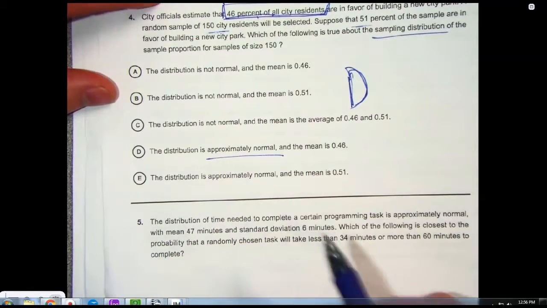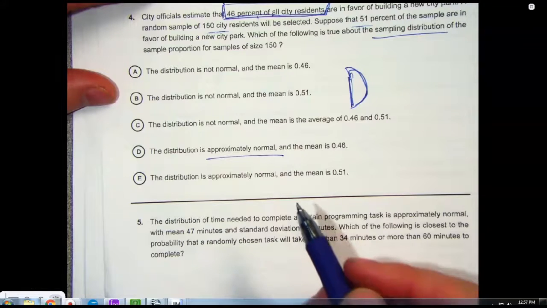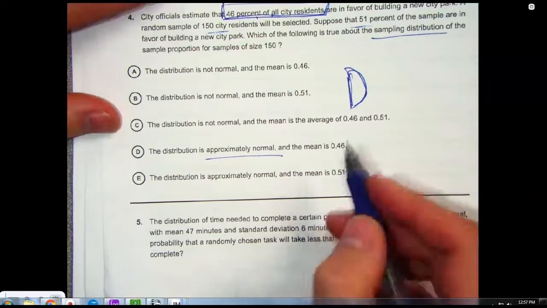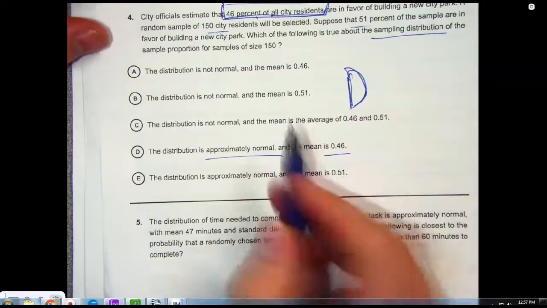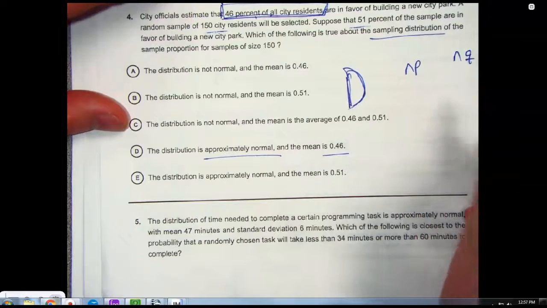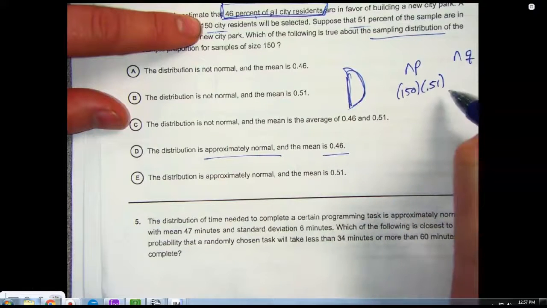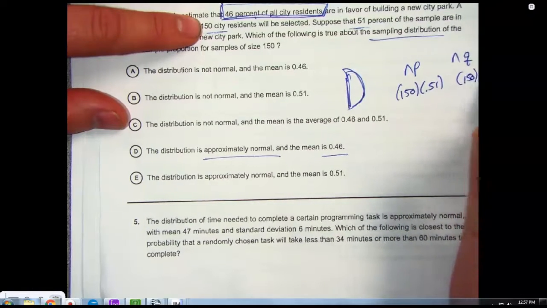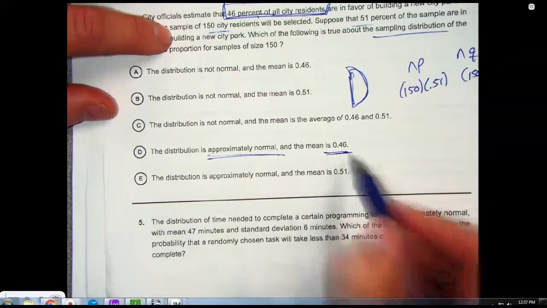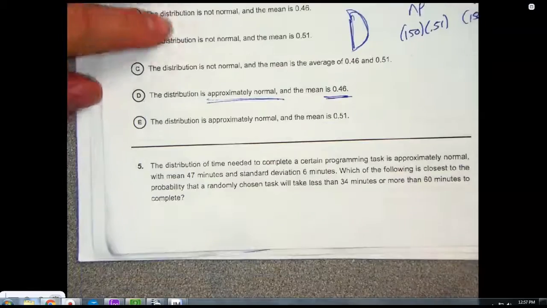It's approximately normal because we took a big enough sample, so we can get into the np and nq there, but that's not even really the main idea here. And the mean is 0.46. Well, I guess we do have to know if it's normal or not. So you'd have to do your np and your nq and see if they're greater than or equal to 10. You took 150 people. Your sample was 0.51. Those are both going to be much bigger than 10, so it is approximately normal. The more important thing to me is knowing that the mean is 0.46. Number 5.